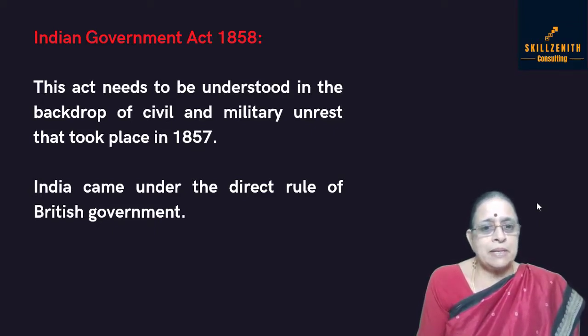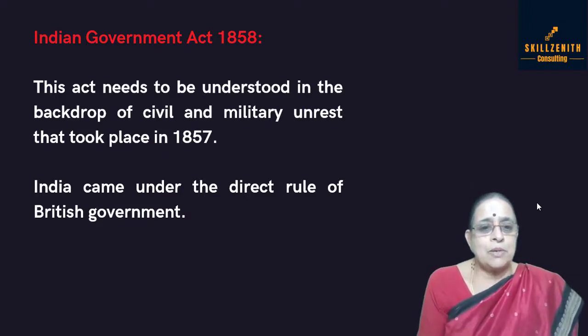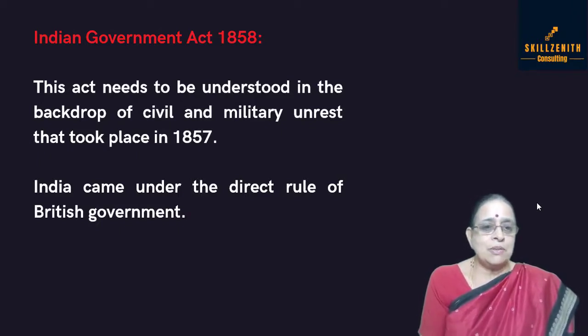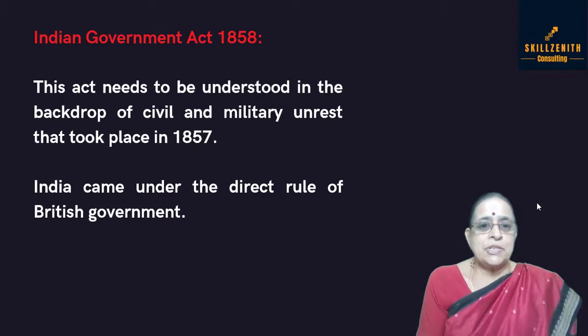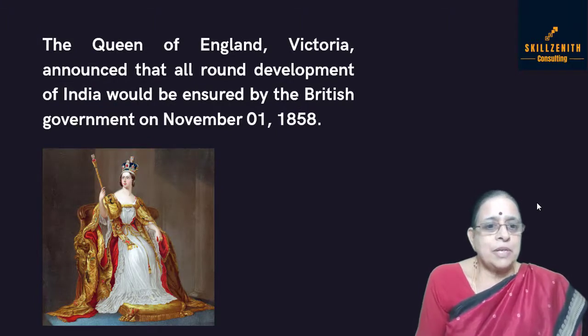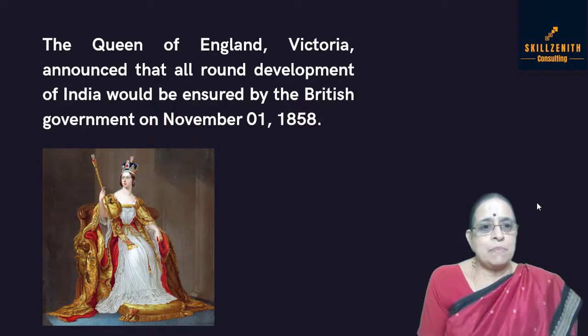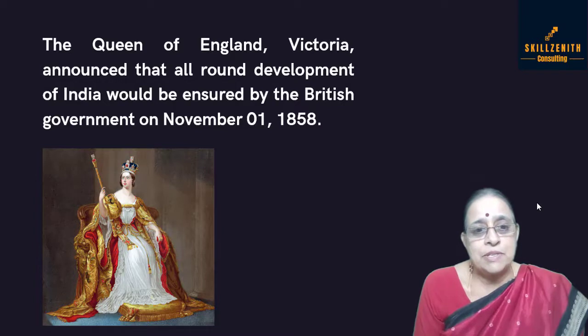So India came under the direct rule of the British government. Now the East India Company could not rule because people revolted against the maladministration. So the Indian administration went into the hands of the British government directly. The Queen of England, Queen Victoria, you can have a glance at her picture. She was the Queen of England during the year 1858 when the act was passed. She announced that all-round development of India would be ensured by the British government on November 1, 1858.